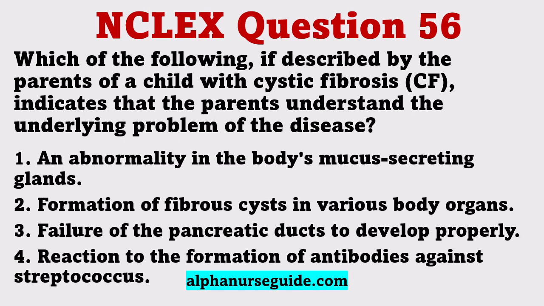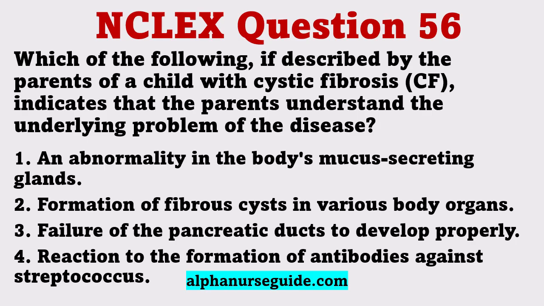Which of the following, if described by the parents of a child with cystic fibrosis, indicates that the parents understand the underlying problem of the disease? 1. An abnormality in the body's mucus-secreting glands. 2. Formation of fibrous cysts in various body organs. 3. Failure of the pancreatic ducts to develop properly. 4. Reaction to the formation of antibodies against streptococcus.